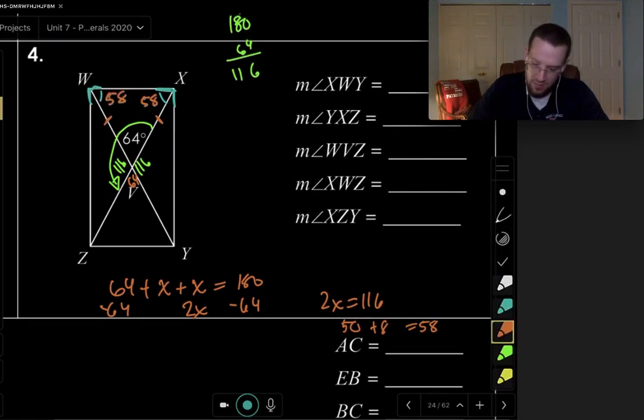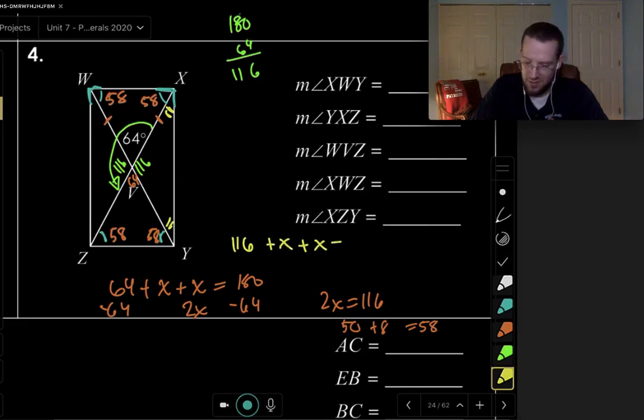And notice that we have alternate interior angles, right? So these are also going to be 58. And now we need to find these other angles in here, and we can use the same computation. So we have 116 plus some unknown value, and the same one is equal to 180. So this is going to be 2x is equal to 64. 64 divided by 2, this is going to be 32.